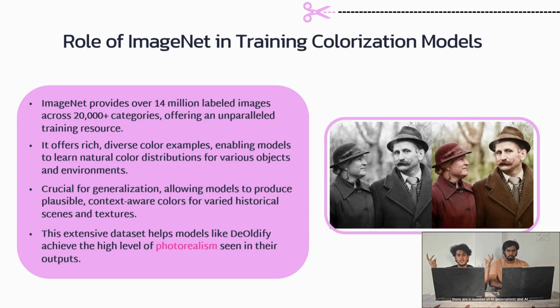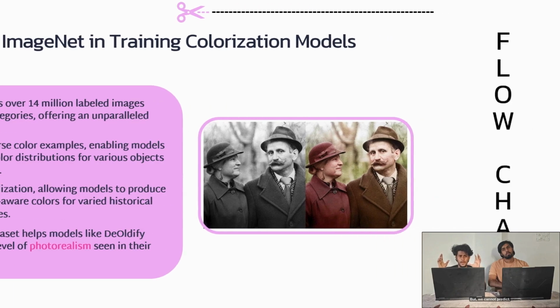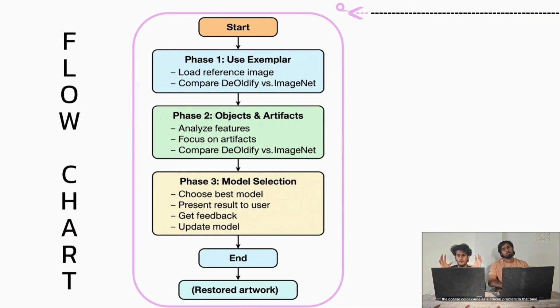As we all know, there are n number of AI generations and AI things we can do for colorization. But we cannot predict, as I said before, that false color came up as a crucial problem in that technology. So that's why we are hybridizing the two key models we are planning to use: DOLFA as well as image stitching.